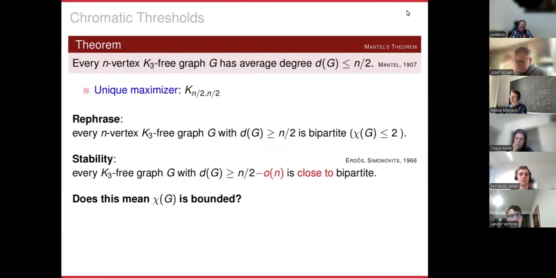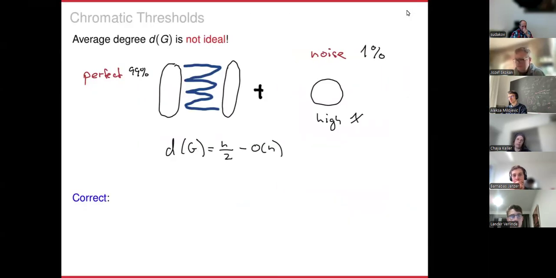All right. So this theorem has a stability version proved by Erdős and Simonovits in 1966, which says that if a triangle-free graph G has average degree slightly less than n over 2, then it's necessarily close to bipartite. Okay, so that means in edit distance, I can remove a little bit of edges and I get a bipartite graph. But does this really mean that chromatic number is bounded? Well, a second thought says that this is really not the case. And the reason is that chromatic number is very prone to noise.